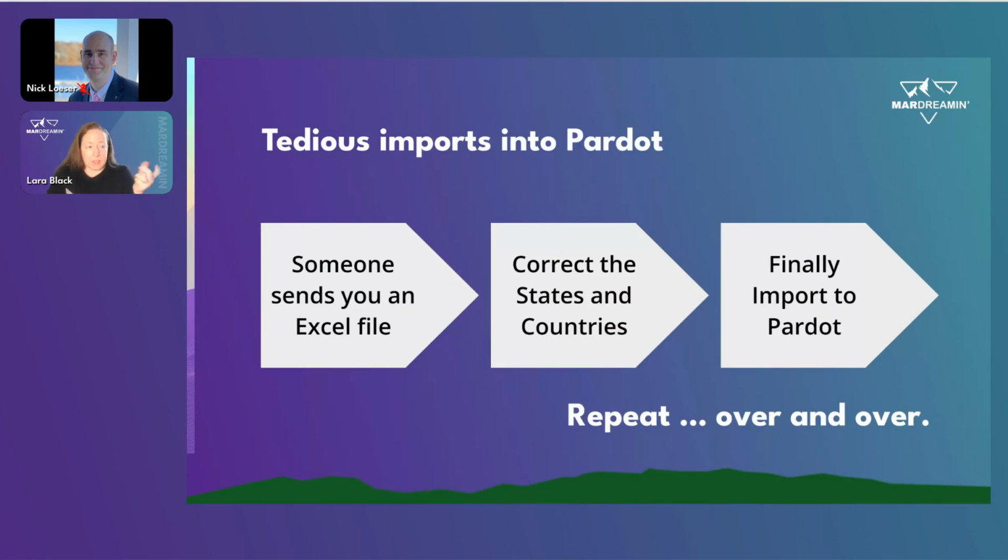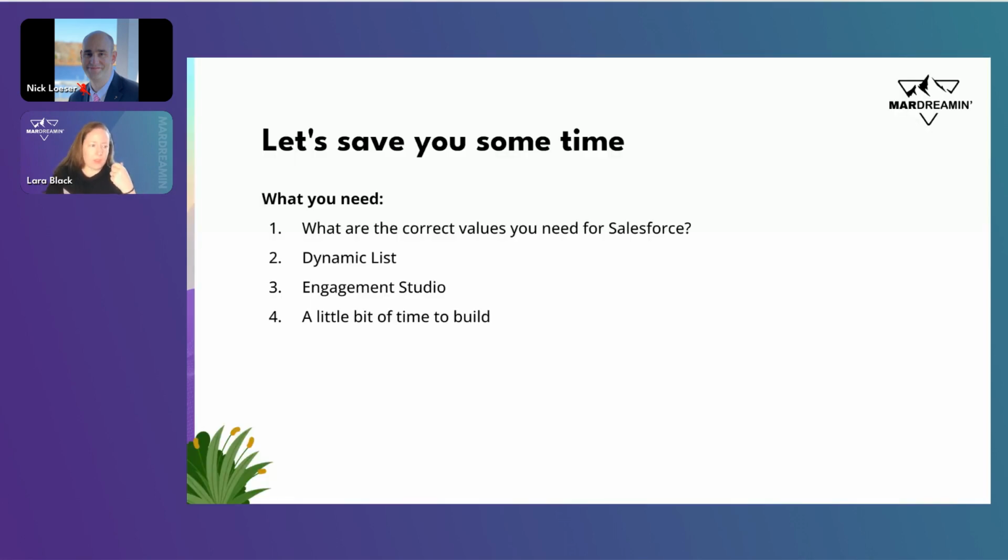So let's talk about what you can do to set yourself up so you don't have to do these tedious things over and over. To dive into this, to create an Engagement Studio that's going to save you all this time, just set yourself up, do a quick look, and see what are the correct values you need for Salesforce. So we're going to talk about correcting states and countries.